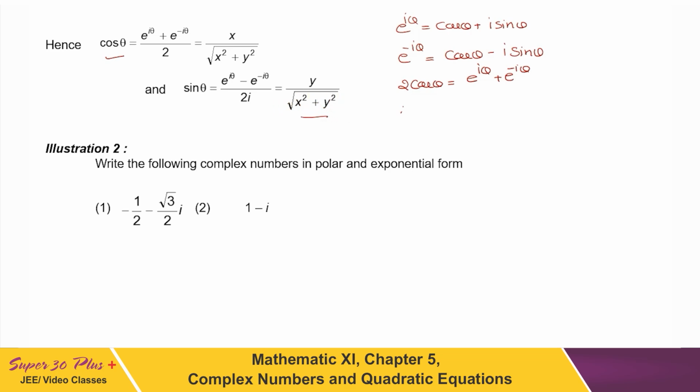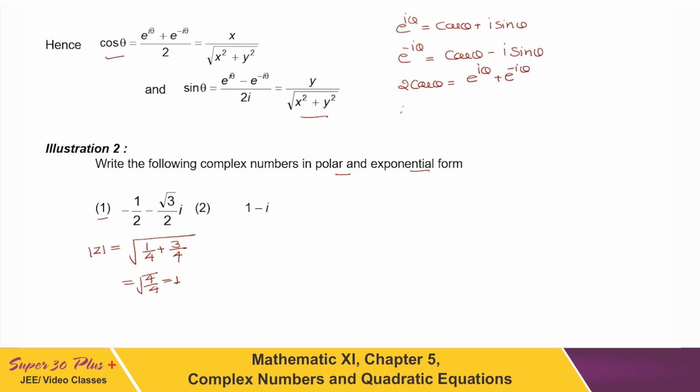Students, here let's see one example. Write the following complex number in polar and exponential form. Question number 1 is minus 1 by 2 minus root 3 by 2 iota. First of all, we are going to write it in polar form. What is the modulus of the complex number? Mod z is equal to under root real part squared, it is 1 by 4, plus imaginary part squared, it is 3 by 4, it is 4 upon 4, within a square root, it is 1. This is the modulus of the complex number.